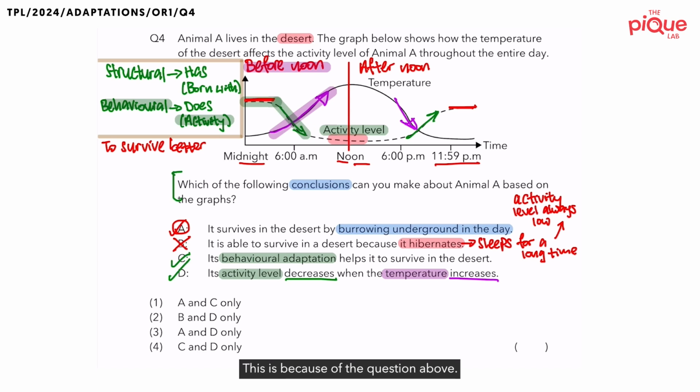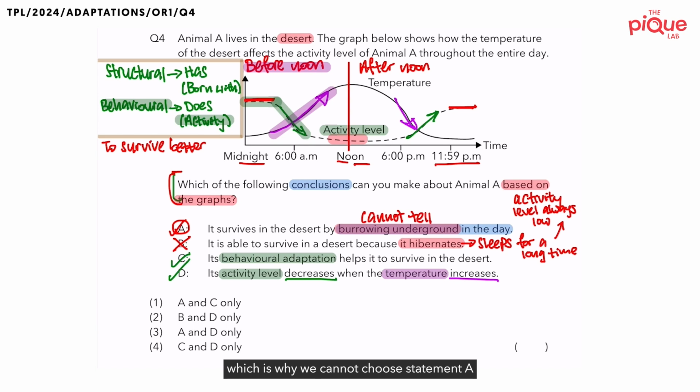This is because of the question above. In the question above, there's this very important phrase that gives us a clue as to why statement A is wrong. Can you spot the phrase for me? The phrase is "based on the graph." And I want you to take a highlighter to highlight this phrase. When statement A says that animal A survives by burrowing underground, can you tell from the graph that animal A burrows underground? No, you cannot, because the graph only shows you the change in activity level of animal A and not the exact activity of animal A.